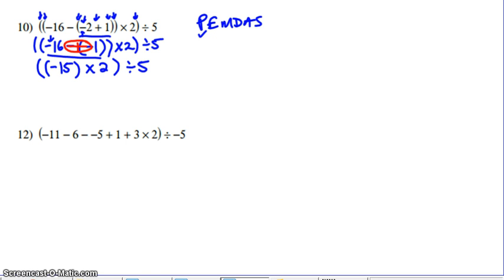Alright, we're almost done with parentheses here. We have negative 15 times 2 inside the parentheses. Negative 15 times 2 is negative 30. Remember, negative times a positive is a negative. Then bring everything else down. All set with parentheses finally. No exponents. Multiplication, division, yeah, there's division. Negative divided by a positive is negative, and 30 divided by 5 is 6. So our final answer is negative 6.